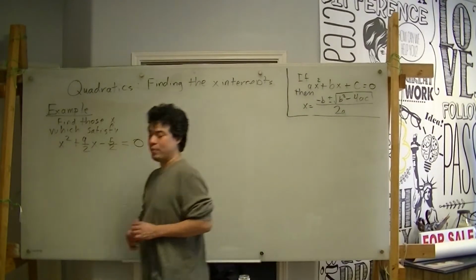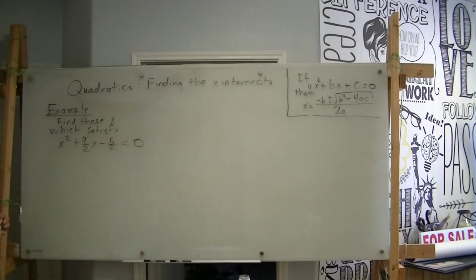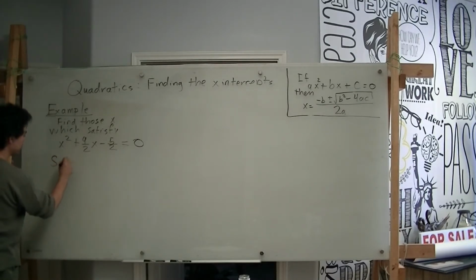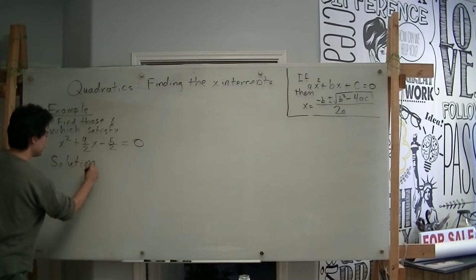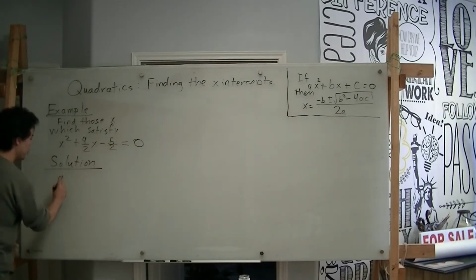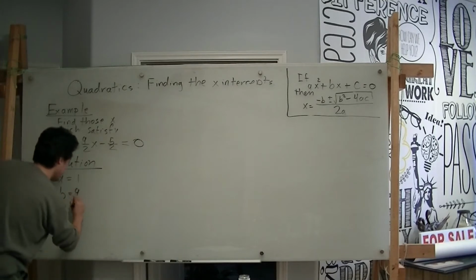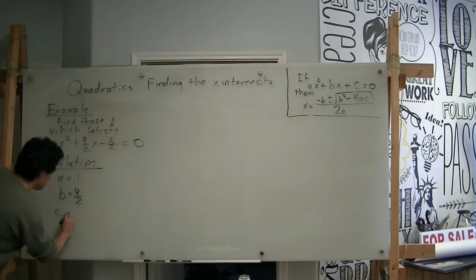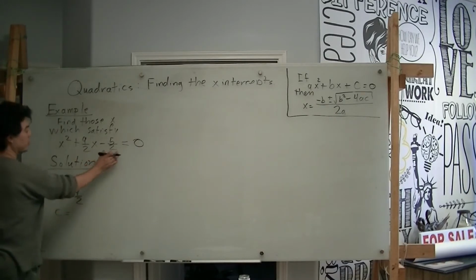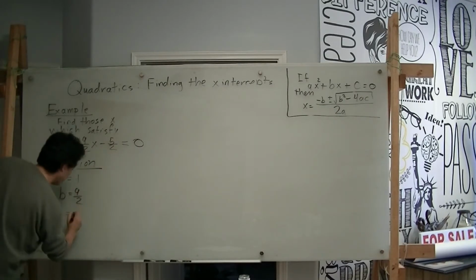So now we're going to do another example of finding the x-intercepts of a quadratic. In this case, we have the quadratic x squared plus 9/2 x minus 5/2 equals 0. So the first thing that I recommend for you to do is to identify what your coefficients are going to be. So in this particular case, we know that our a, the coefficient of the x squared term, is 1. Our b, the coefficient of our x term, is 9/2. And we know that our c, the constant term, in fact, is negative 5/2.